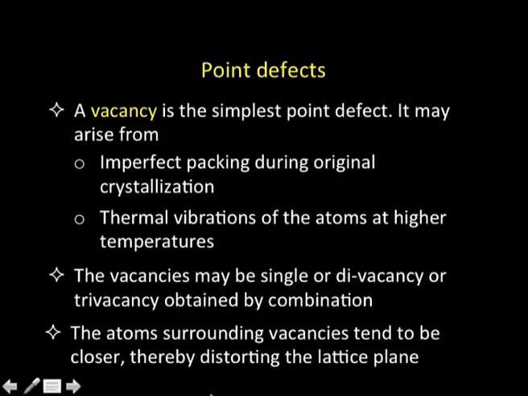Now, the atoms surrounding vacancies tend to be closer, thereby distorting the lattice. It is very, very important. Just imagine that we have a lattice there, and one atom has been lost from there. So, the atoms which are surrounding this vacancy will have more space to move around. As a consequence, that will distort the lattice plane, and that leads to some kind of imperfection in the crystalline solid.